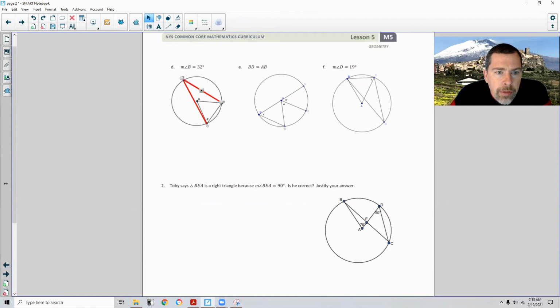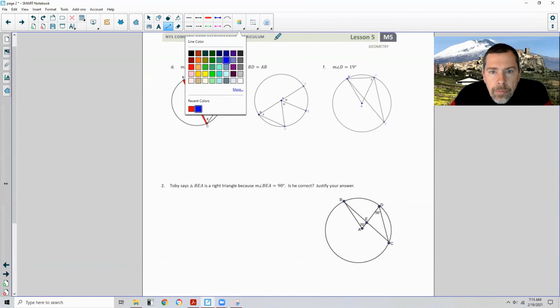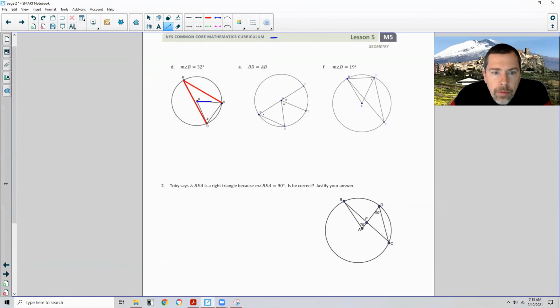All right. So there's my inscribed angle. And here is my central angle. All right, so as you can see, they share the intercepted arc. Okay, so the measure of angle B is 32 degrees. Here's our given. So that is right here.